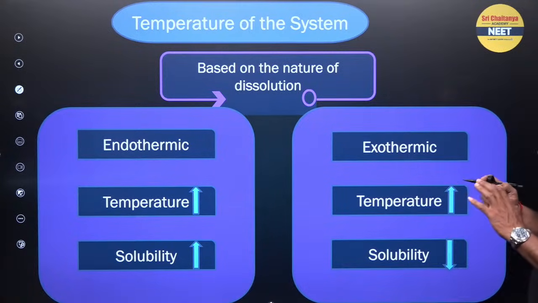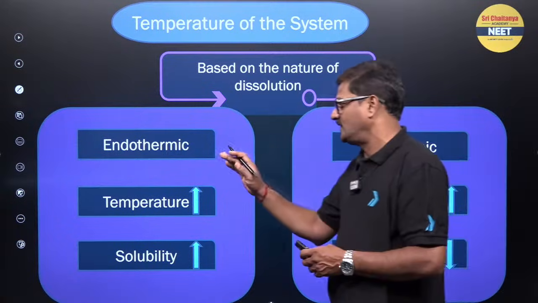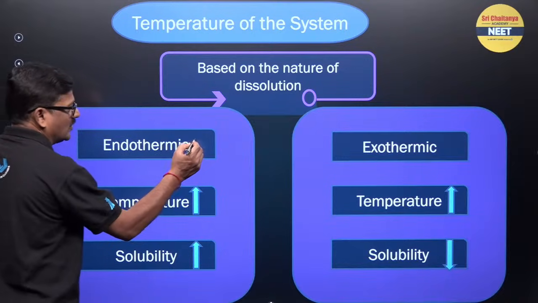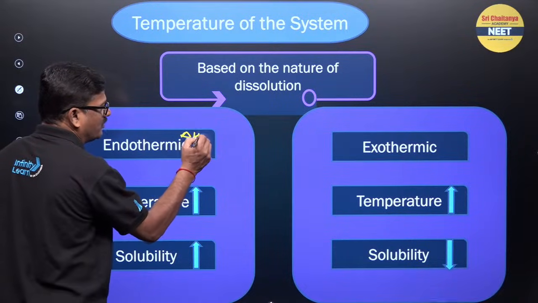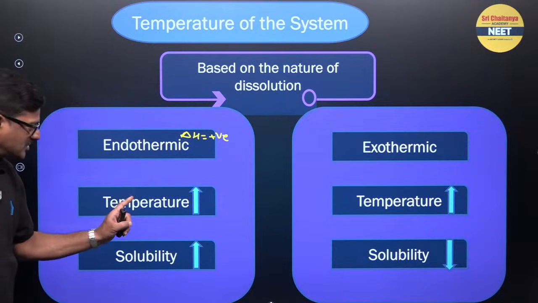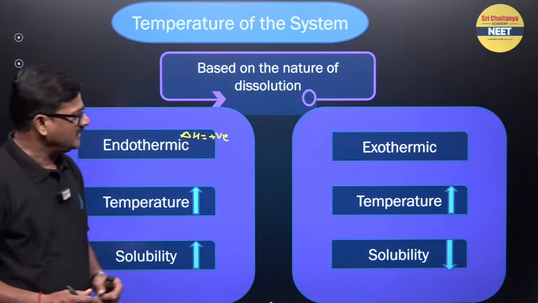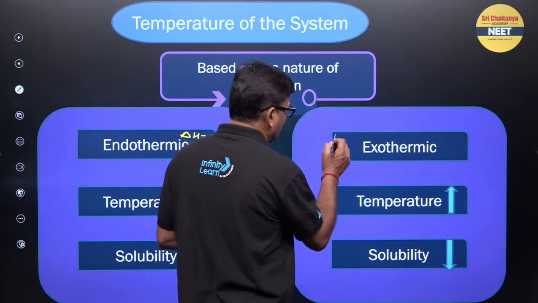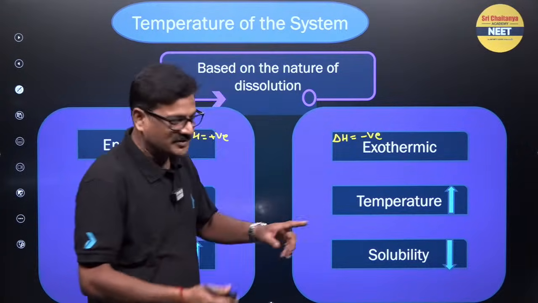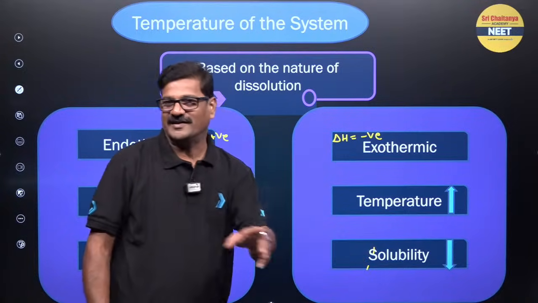So based on the nature of the dissolution, temperature of the system, if the process is endothermic, so delta H will be positive. According to Le Chatelier's principle, if temperature increases, solubility also increases. And if it is exothermic, delta H is going to be negative. So what happens as temperature increases, solubility decreases. Are you getting or not?